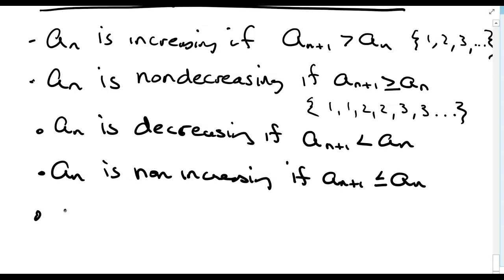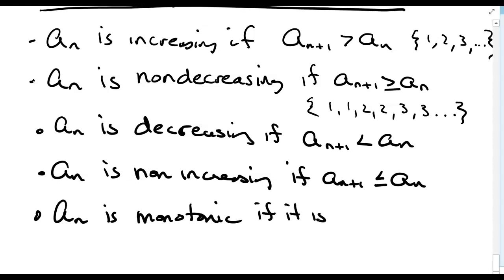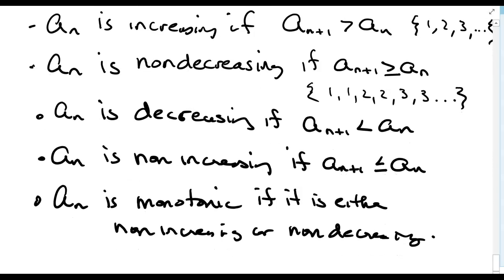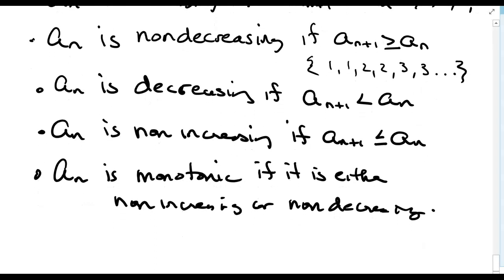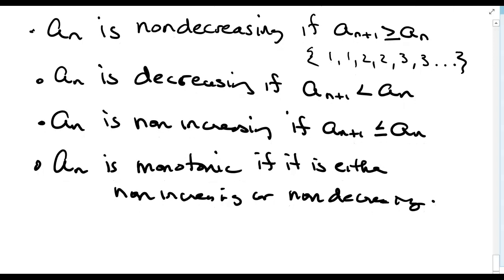Monotonic. So here you go. a_n is monotonic if it is either non-increasing or non-decreasing. It has to move in one direction or the other. Doesn't matter how it moves there, but it has to move in one direction or the other. Okay? As long as it moves in one direction or the other, it is monotonic. And when we see some stuff with our series, you'll see stuff that is not necessarily monotonic.